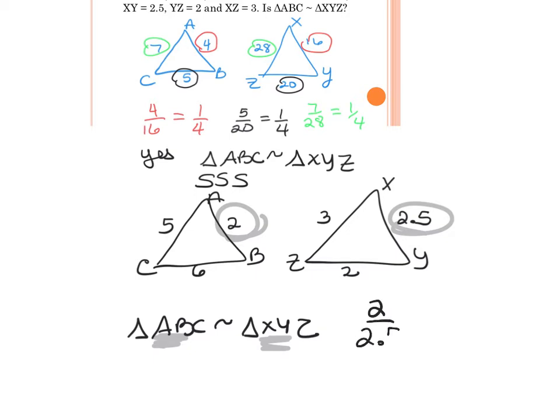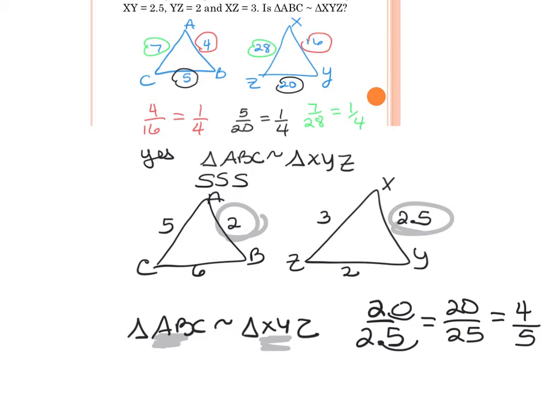(2.5). I can't leave a decimal in a fraction, so I can move it once here, move it once here. Essentially what I'm doing is multiplying the numerator and the denominator by 10. I can reduce 20 over 25, divide them both by 5, and it simplifies to 4/5.